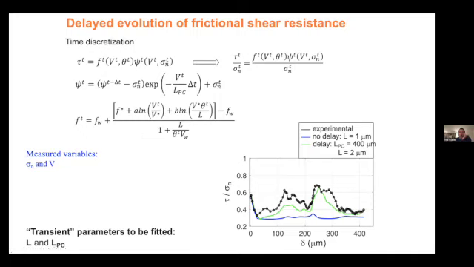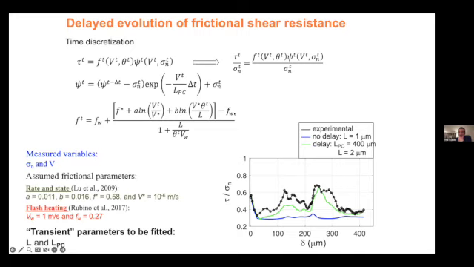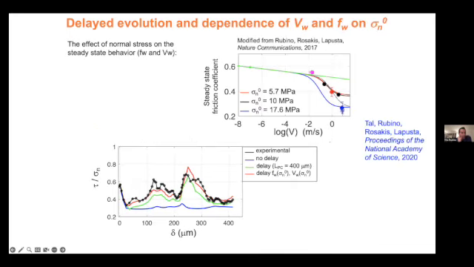So now if we implement this law, then we can see that we can capture the measured behavior a lot better. And if we account for the dependence of VW and FW on the normal stress, we capture the measured behavior even better.